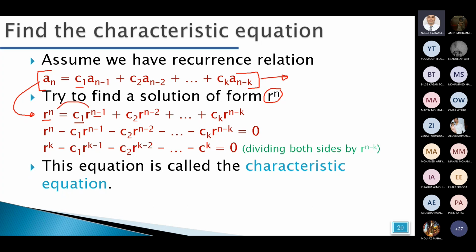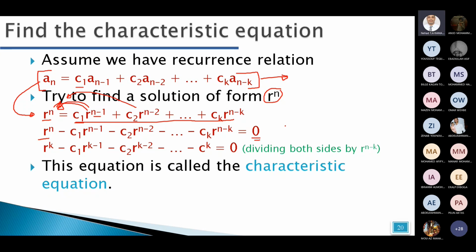Now, all this side, move it to the other side. If you move from the left side to the right side, or from the right side to the left side, a plus becomes minus and a minus becomes plus. So we have r^n minus c1 r^(n-1), minus c2 r^(n-2), until minus c_k r^(n-k). What is left, if we move everything to the left side, is 0.